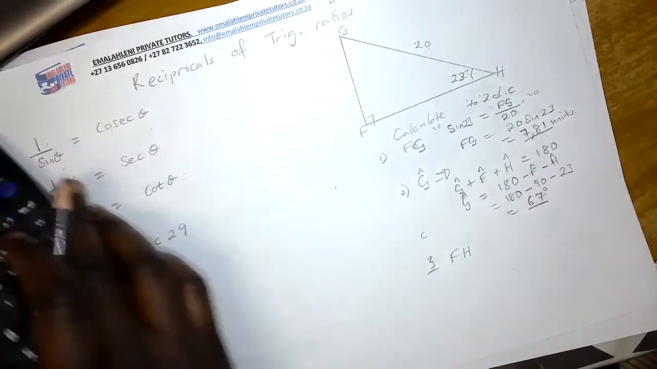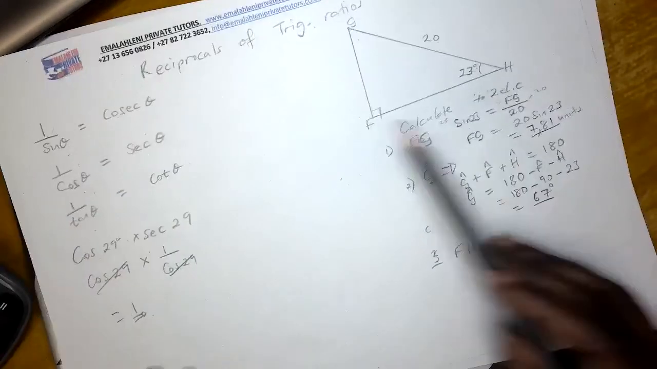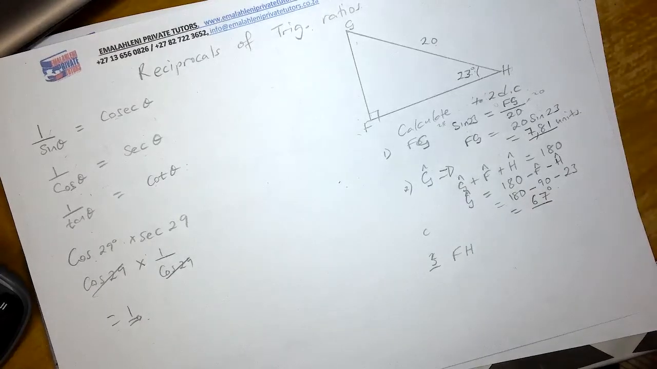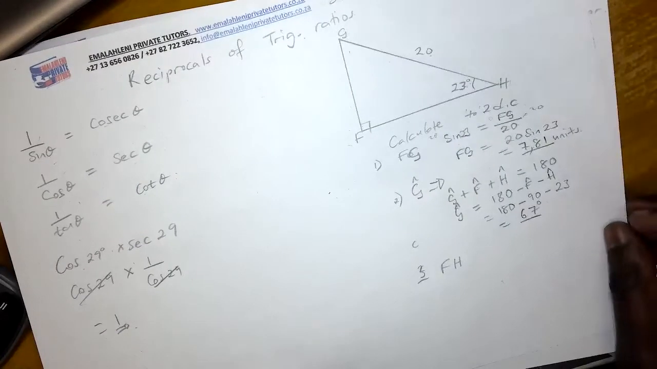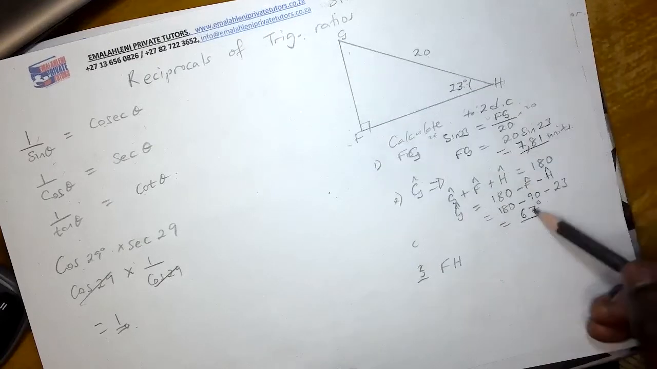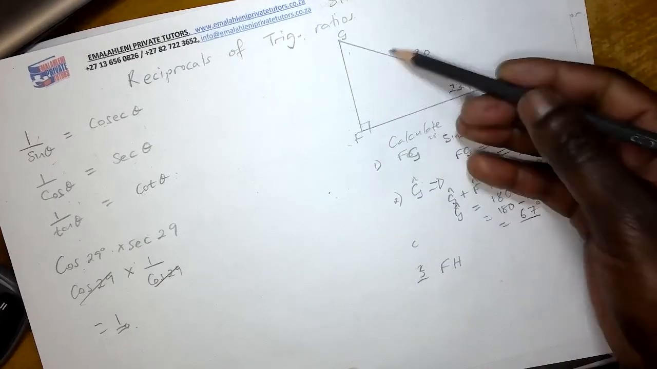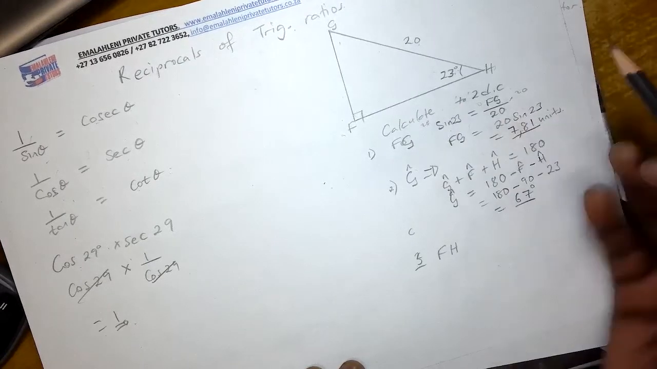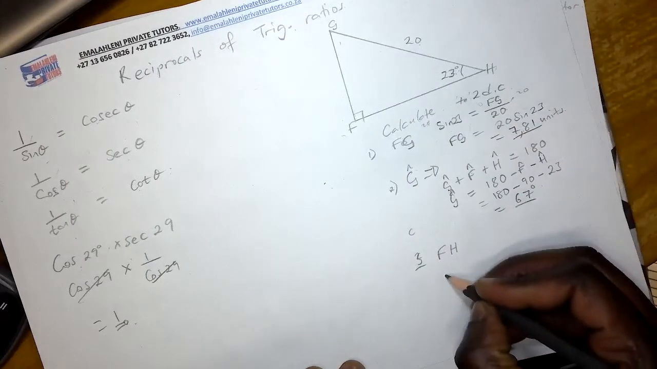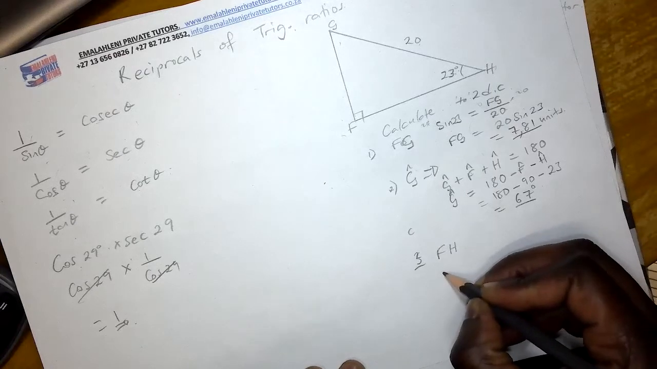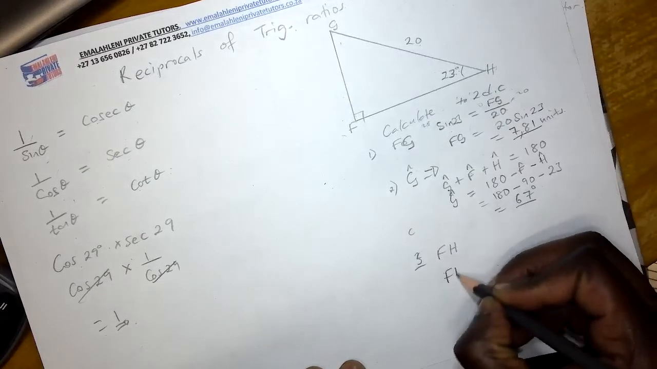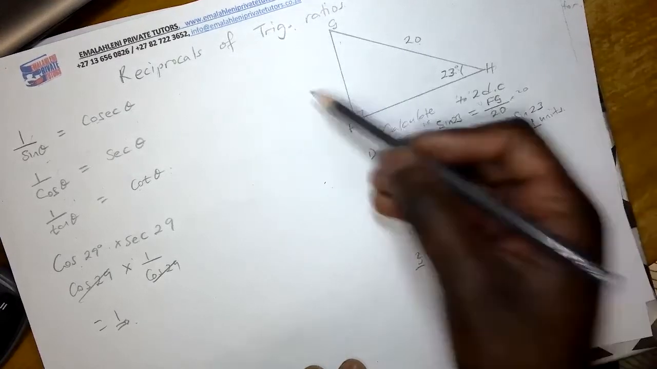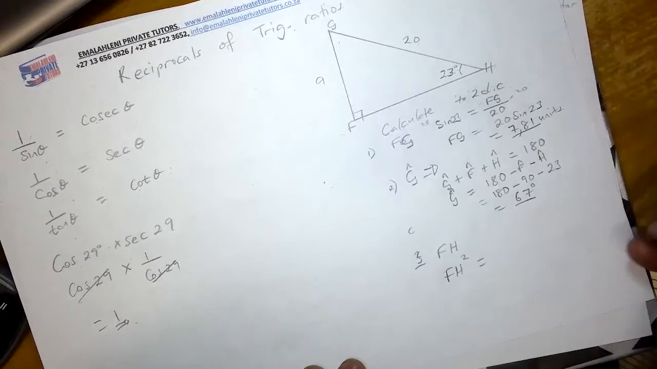Now, we want to calculate FH. To calculate FH, there are many ways to do this, but let's just use what we have. Because we have the angle already, we can use the same formula here, or we can use the Pythagoras theorem to say FH is going to be equal to, because here we've got 7.81.